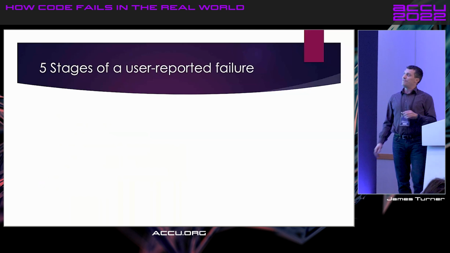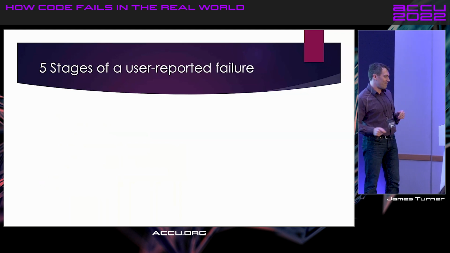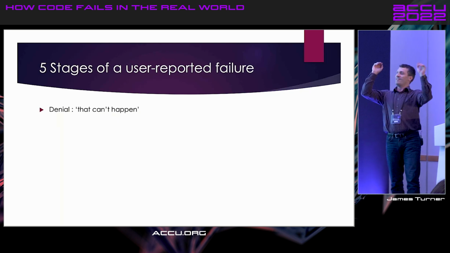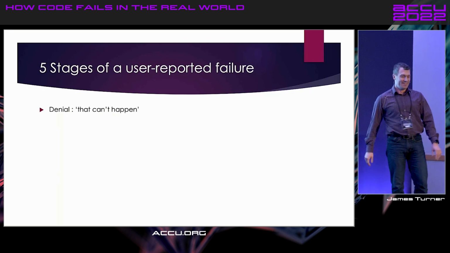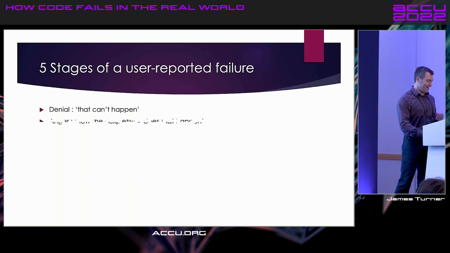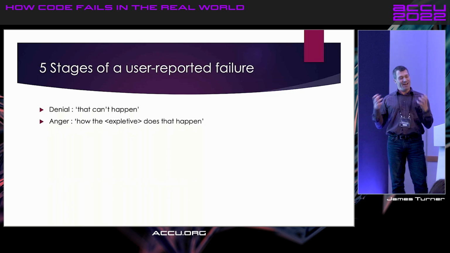So we get through the 5 stages of a user-reported failure. And you can probably start to help me with them. The first one is denial. That cannot happen. Everyone been there? I mean, again, depends on what kind of project you've worked on, but okay. The next one is anger. How the hell does that happen?